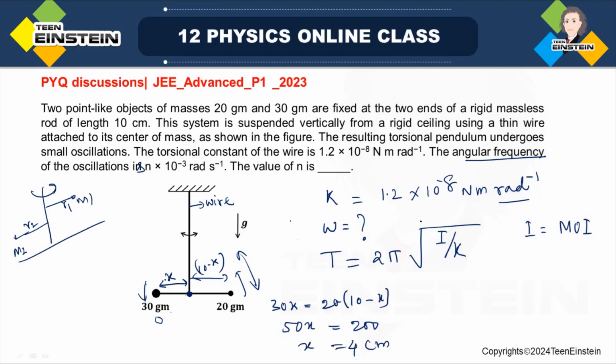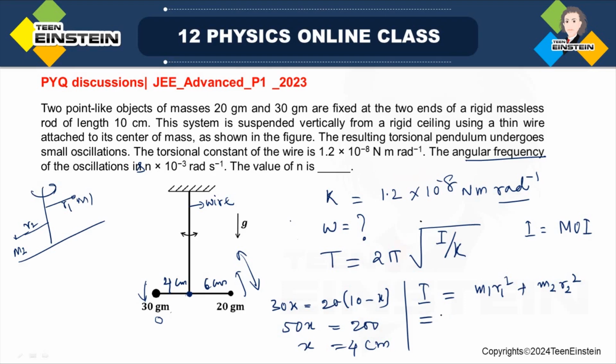So I have got these distances now. The distances are respectively 4 centimeter and this is 6 centimeter, okay. Now what is moment of inertia? I can find out. Moment of inertia is m1 r1 square plus m2 r2 square, okay.